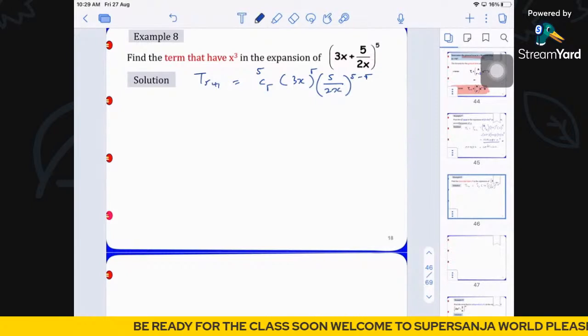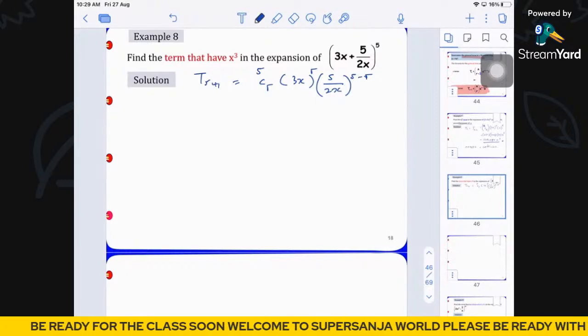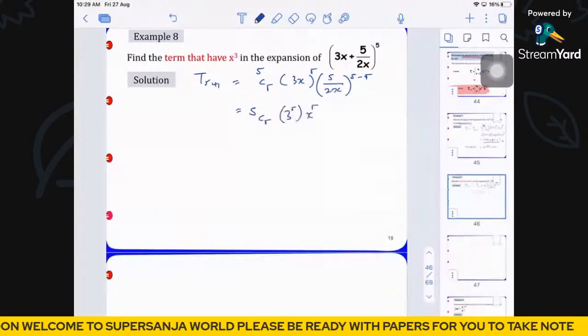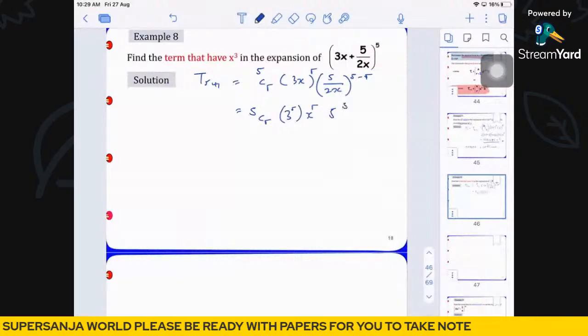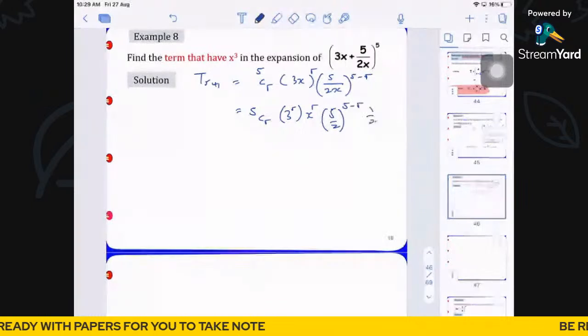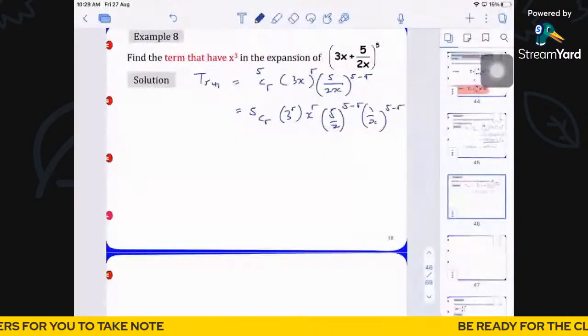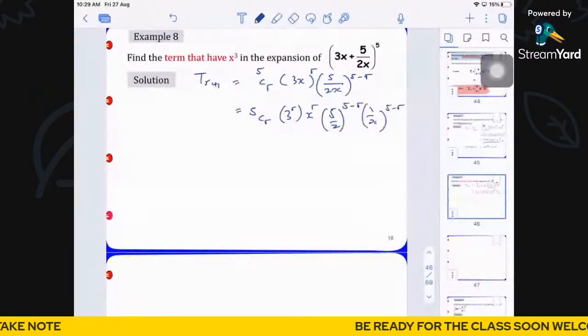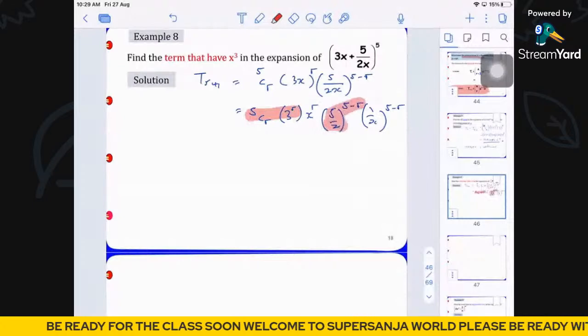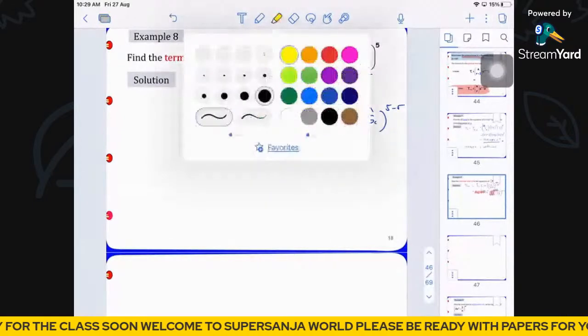Okay, so now I can expand out this thing. 5Cr, 3 power of r, x power of r, 5 over 2 power of 5 minus r, 1 over x power of 5 minus r. So I break up all the numbers. All these are numbers. All the highlighted part there is number. Red color highlighted is numbers. The yellow color is the x.